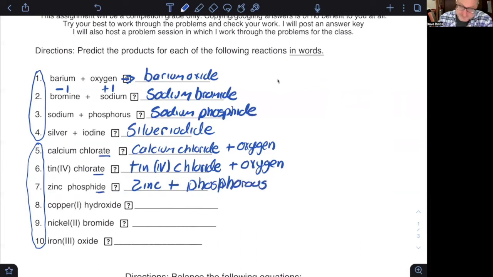Kind of a big word, but it's written on your periodic table, which is very helpful. Okay, copper 1 hydroxide. This one is also one I'm just going to go ahead and show you, but don't worry about this being on the next test. So copper 1 would be Cu with a +1 charge. That's what the Roman numeral means.